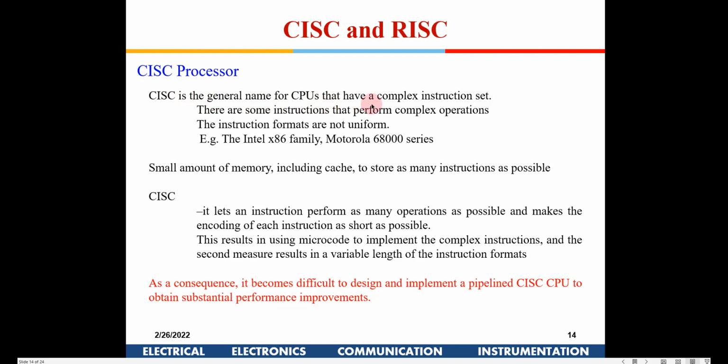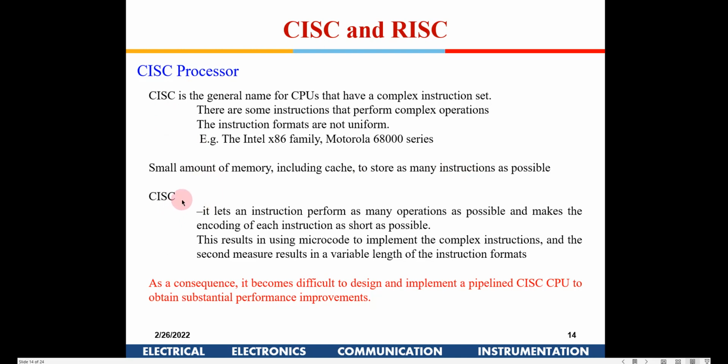It is a general name for CPUs that have complex instruction sets. Most of the Intel families, the 8086 and higher ones, and the Motorola 68 series, are all based on CISC architecture. The advantage of CISC is that each instruction can be complex. So it requires a small amount of memory, a small cache memory. We will also see what a cache memory is. So the total memory requirement to store a program will be much lesser in a CISC.